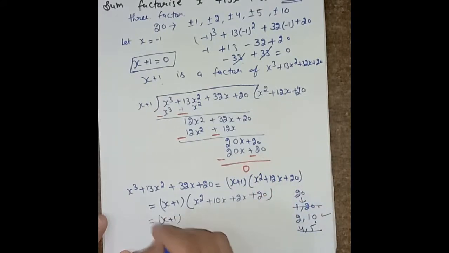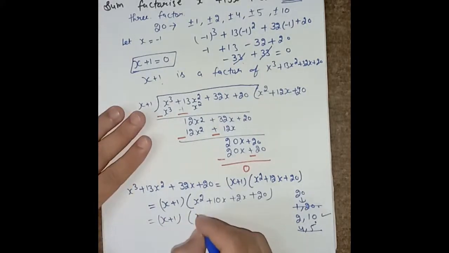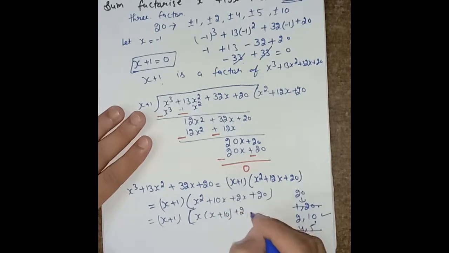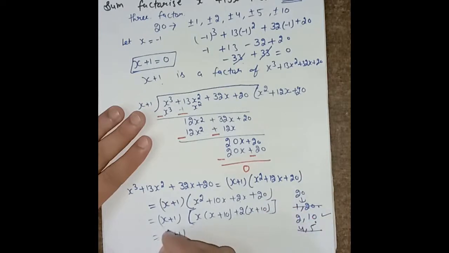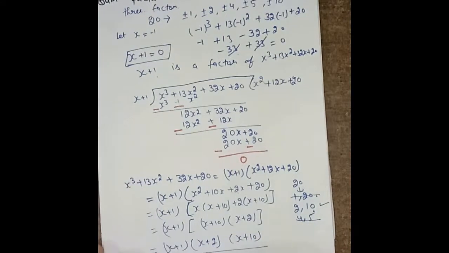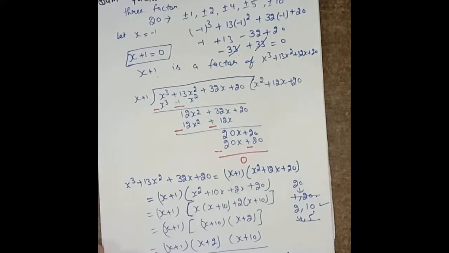Now x plus 1, here common out x, we are left with x plus 10, and here we common out 2, leaving x plus 10. Now x plus 1 into x plus 10 into x plus 2. So x plus 1, x plus 2 and x plus 10, all these three are factors of x cube plus 13x square plus 32x plus 20.